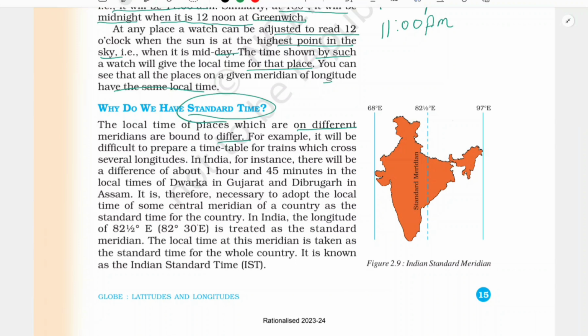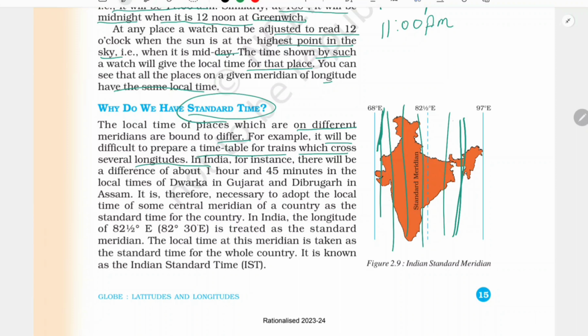So now let us see this standard time concept. I have already explained it also. The local times of places on different meridians are bound to differ. For example, it will be difficult to prepare a timetable for trains which cross several longitudes. Say if we adopt different time zones for different longitudes here in India, then it will be difficult, isn't it? Suppose the train is at 1 p.m. according to my state, but according to another state the train is at 2 p.m.